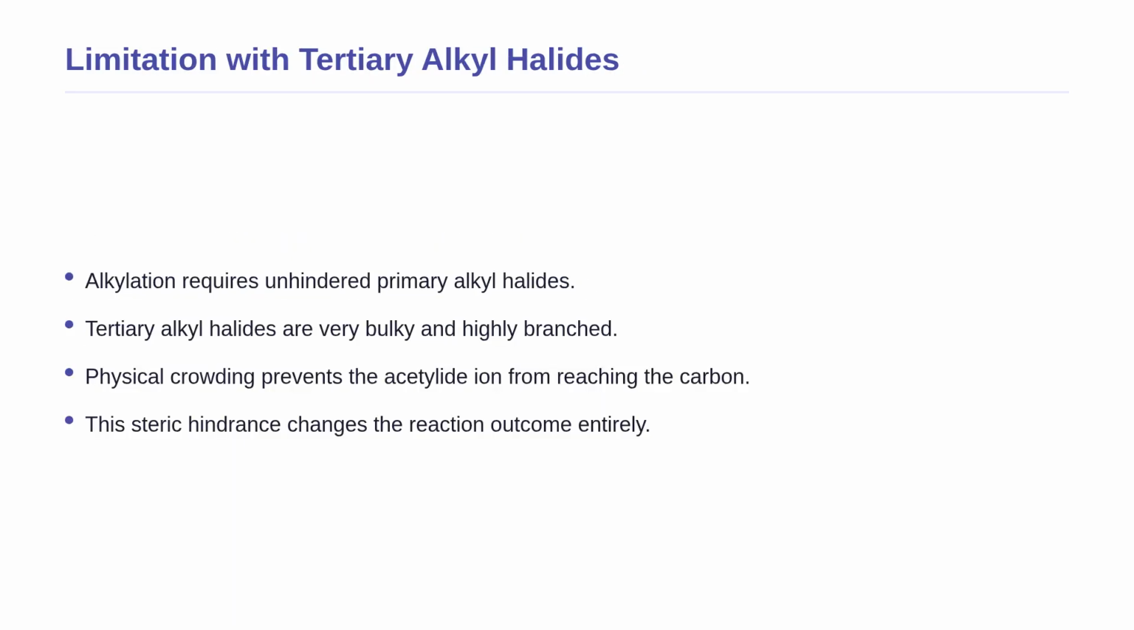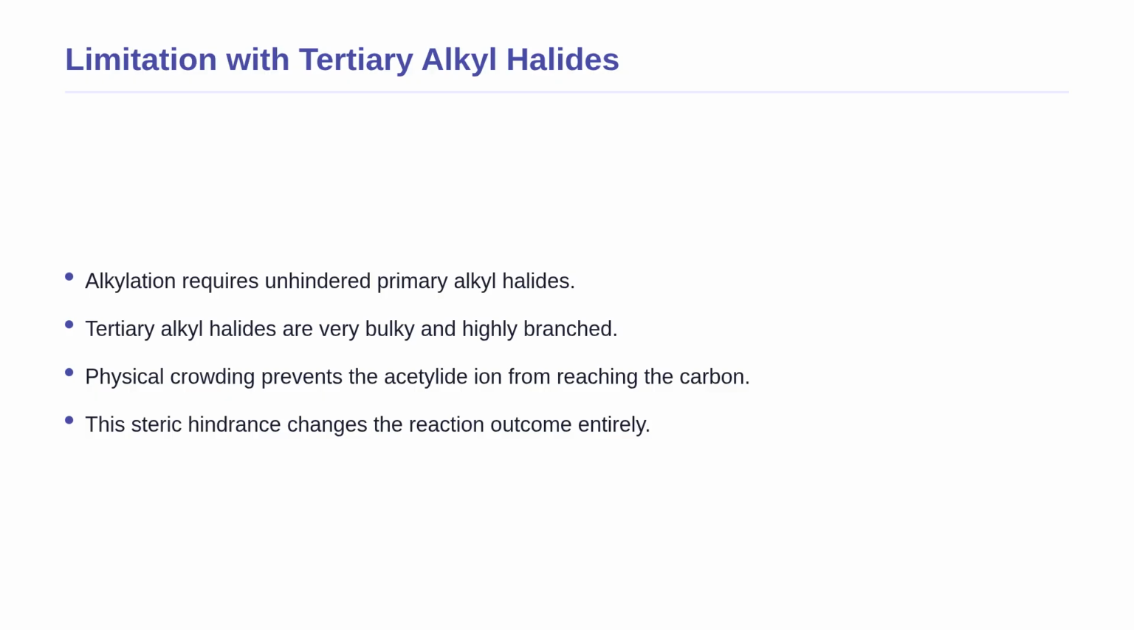Now that we have successfully built a molecule, we must discuss a critical limitation of this process. What happens if we try to attach a very bulky, highly branched carbon group to our alkyne? Alkylation works beautifully with unhindered primary alkyl halides, but tertiary alkyl halides present a major problem. A tertiary halide has a central carbon attached to 3 other bulky groups.